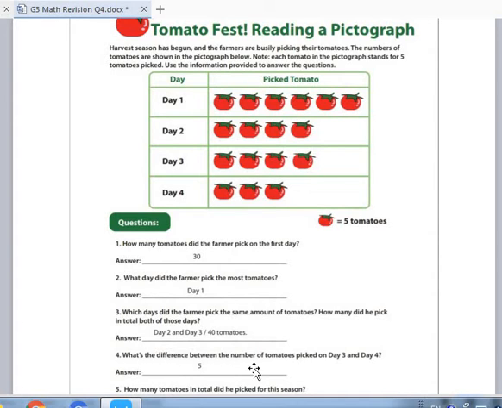What's the difference between the number of tomatoes picked on day 3 and day 4? Day 3 we calculated 1, 2, 3, 4 pictures times 5, 20. Here 20 minus what? Day 4, 3 pictures times 5 will give you 15. So 20 minus 15 will give you 5 tomatoes.